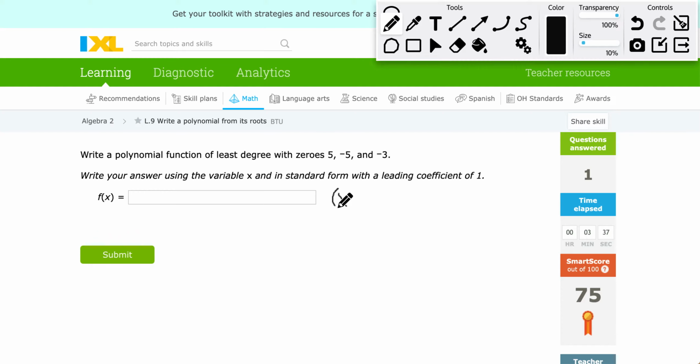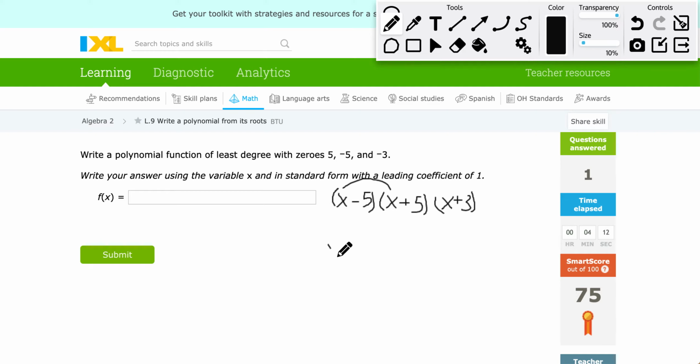So our first one's going to be x minus 5. The next one's going to be x plus 5. And then the last one's going to be x plus 3. There we go. So when I have multiple sets of parentheses like this, my suggestion would be to pick any two and distribute those first, and then distribute through with the last one. So let's go ahead and do the first two here.